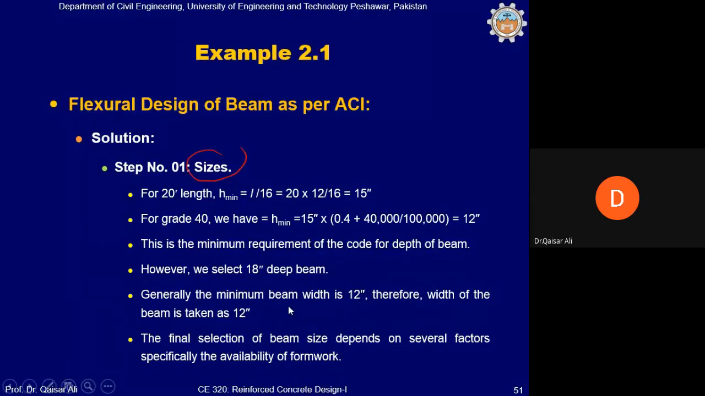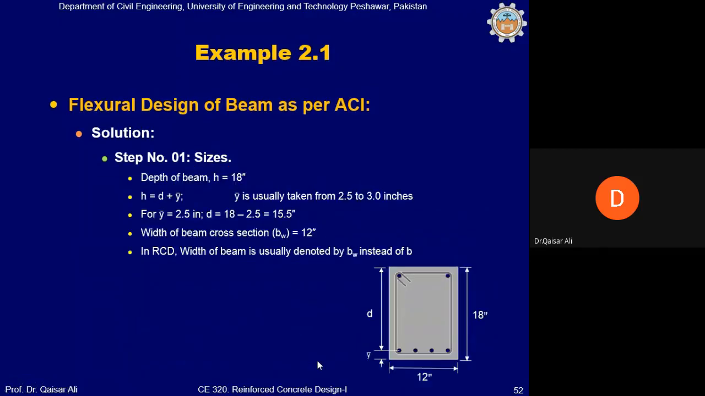The final selection of beam size depends on several factors, specifically the availability of formwork, as I tried to explain to you. Once the size of the beam is fixed, 12 inch and 18 inch, we will then also assume the effective depth. Initially, let's say we assume y bar is equal to 2.5 inch, so effective depth comes out to 15.5 inch.